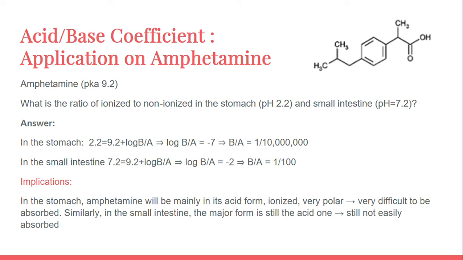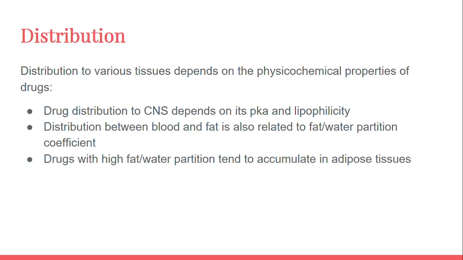Some drugs are simply more challenging when it comes down to their absorption, and this is determined by their physicochemical properties again and again. Distribution to various tissues will depend on the physicochemical properties of the drugs, as you have guessed. Drug distribution to the CNS, the central nervous system, depends on the pKa of the drug as well as its lipophilicity. Distribution of a drug between blood and fat is also related to the fat-to-water partition coefficient, and drugs with a high fat-to-water partition coefficient will tend to accumulate in adipose tissue.